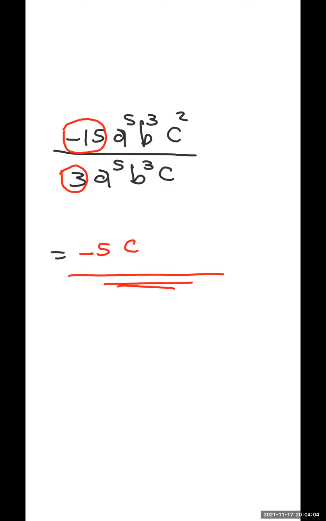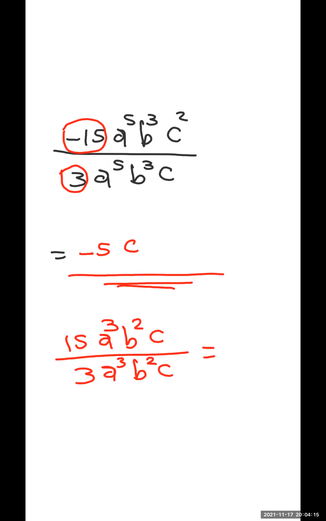So it will equal only negative 5c. But if the question is like that, 15 a to the power 3 b squared c over 3 a to the power 3 b squared c. So in this case, divide the coefficients. 15 divided by 3 equals 5. A to the power 3 divided by a to the power 3 is 1. B squared divided by b squared is 1. C divided by c is 1. So it will equal only 5. Okay? Clear, guys? Clear.